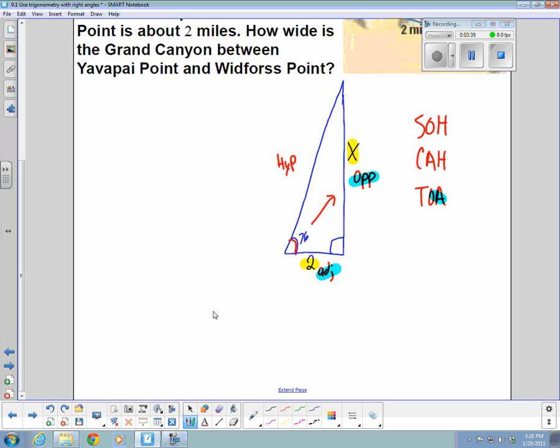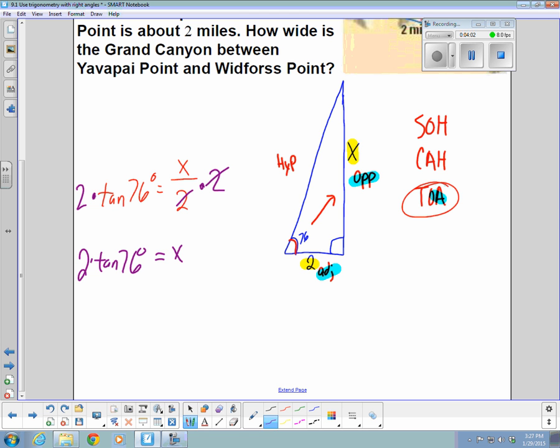So we're going to use tangent. The tangent of 76 degrees is going to be equal to the opposite, which is x, over the adjacent, which is 2. And now we're going to solve this just like we did yesterday. To solve this, we're going to multiply both sides by 2. What that does is cancel it, which makes it really nice. So you get x equals 2 times the tangent of 76 degrees. All right, well, that is just simply a calculator problem.